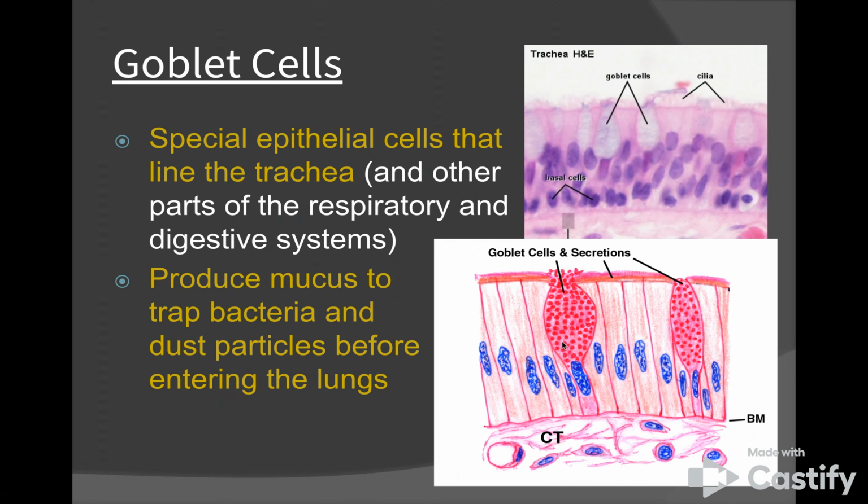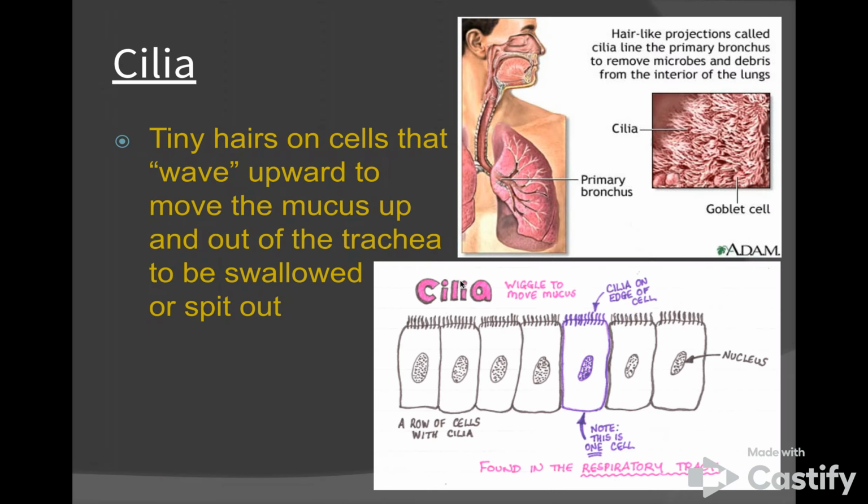So you can see down here that these goblet cells are called that because they look like a goblet. A goblet is like a big fancy cup, and it basically secretes or produces mucus that can then be oozed out to trap all of that yucky stuff before it gets down into your lungs. Cilia are tiny hairs. So if you think about this as one single cell, they're these little teeny tiny microscopic hairs, and they can wave or wiggle to move the mucus up or down.